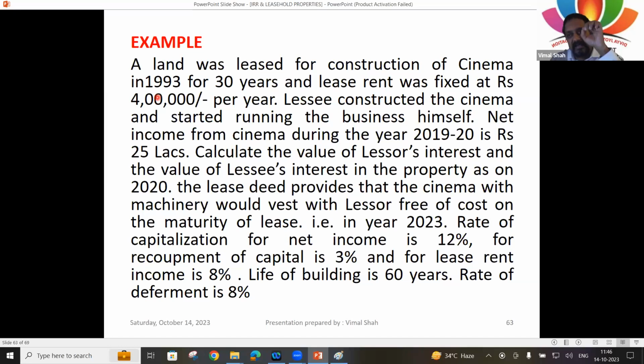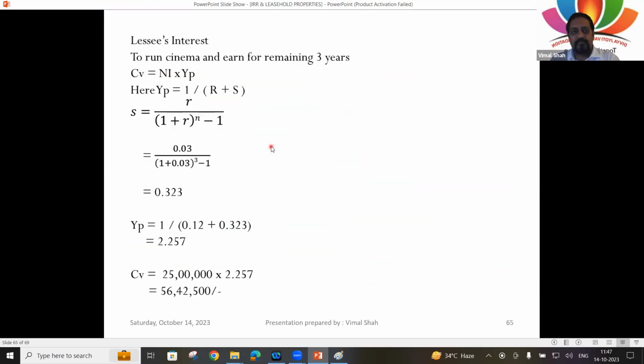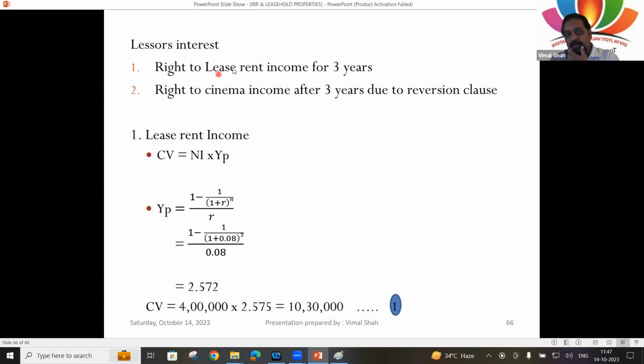So whatever is the income for the lessor, we can capitalize that income. Am I right? So for the lessor, we'll calculate two interests in the cinema: rental income of 4 lakh per annum up to 2023, and then the reversionary value of the property. So let us see lessor's income. Lessor's interest is the right to lease rent income for 3 years and the right to cinema income after 3 years due to the reversion clause. Now lease rent income, he is getting a lease rent income of 4 lakh per annum.